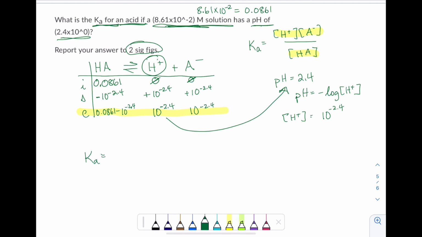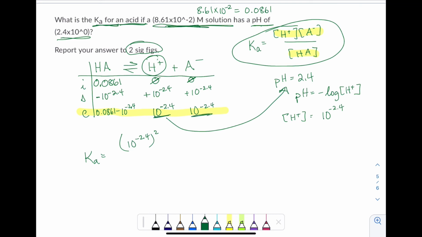But now I'm ready to calculate my Ka. Remember, this is my equation for the Ka. So in the numerator, I have 10 to the minus 2.4, and that value is squared. It's the concentration of H plus times the concentration of A minus, all divided by the concentration of HA, which is 0.0861 minus 10 to the negative 2.4.